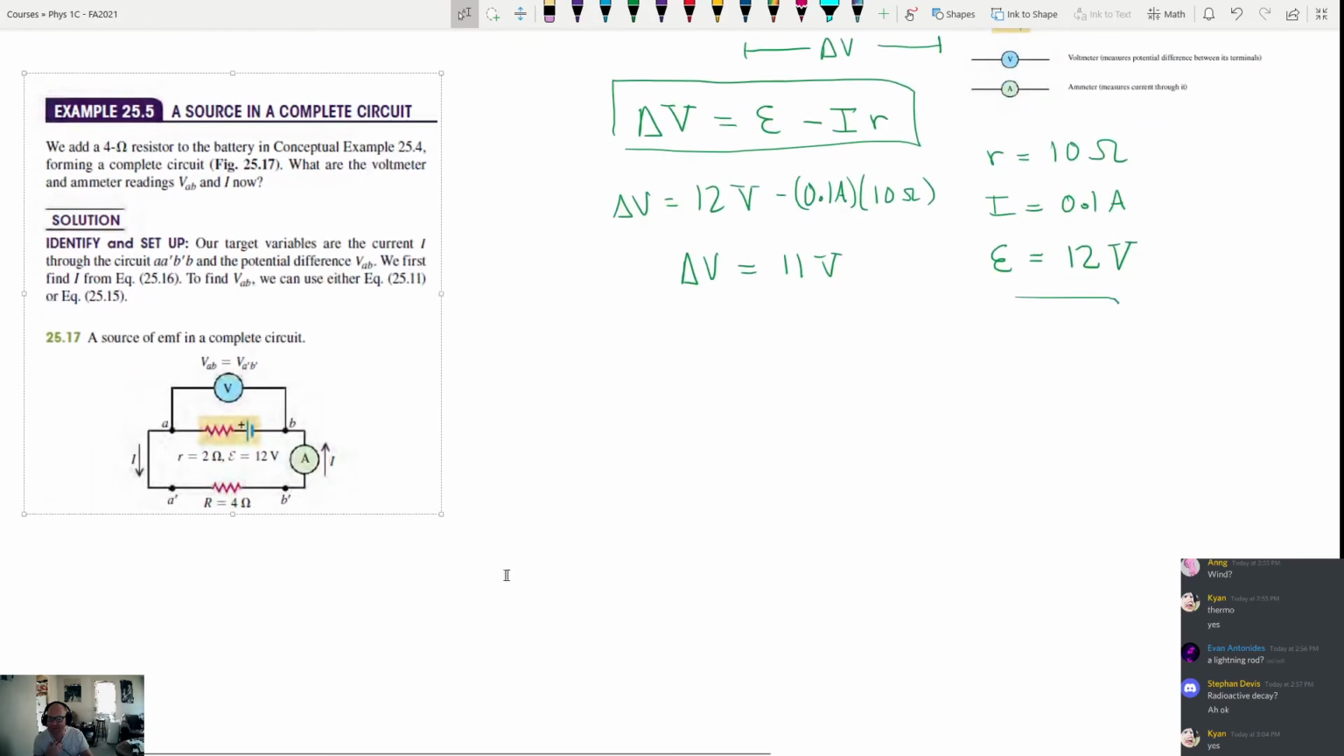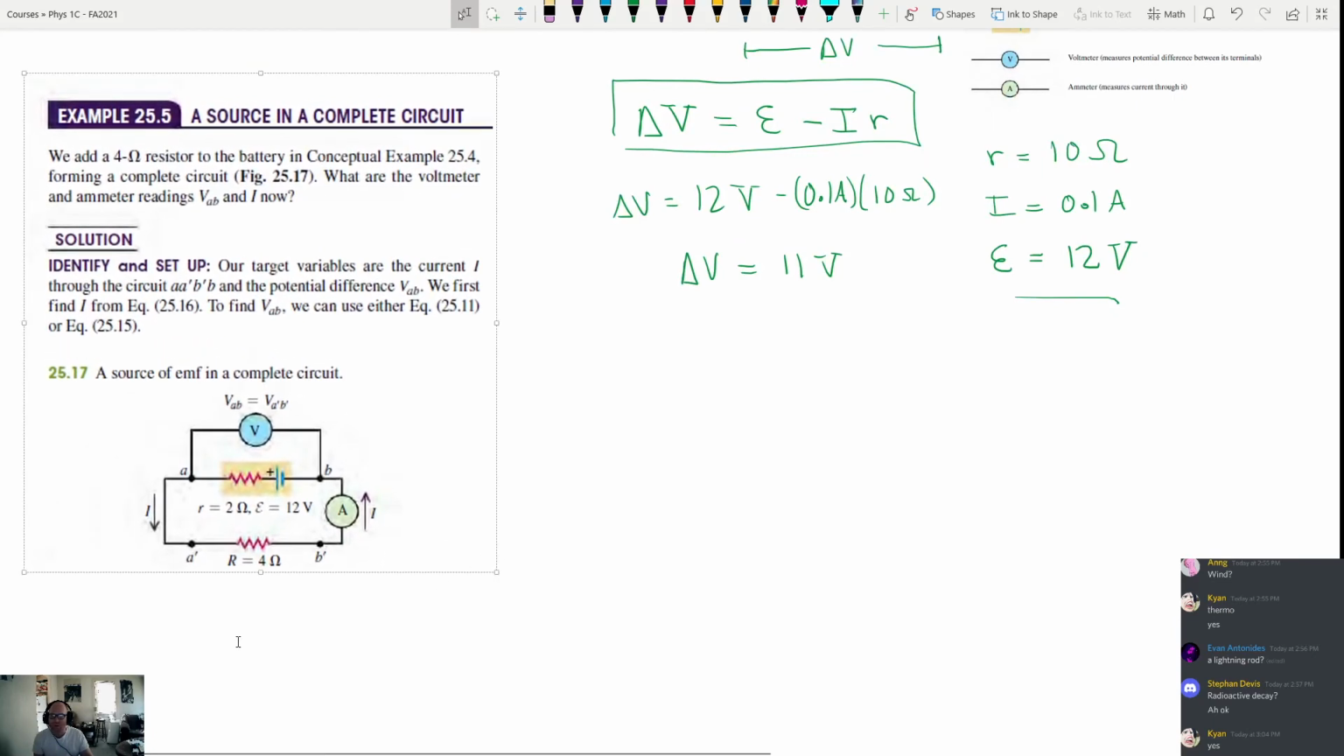Okay, so here's our circuit. We have an EMF source that has an EMF of 12 volts, an internal resistance of 2 ohms, and it's connected up to a resistor right here, and then in series with the resistor is an ammeter used to measure current, and there's also a voltmeter, V, that's attached in parallel to the battery here. And we have to calculate what the readings on the voltmeter and the ammeter are going to be. Okay?